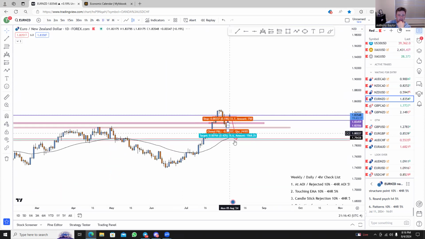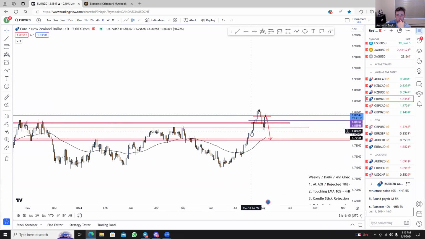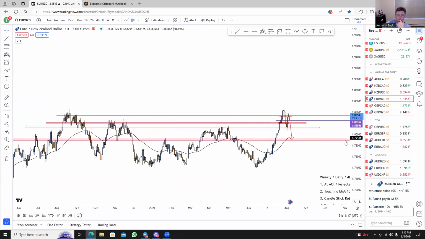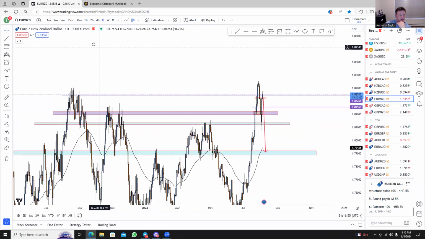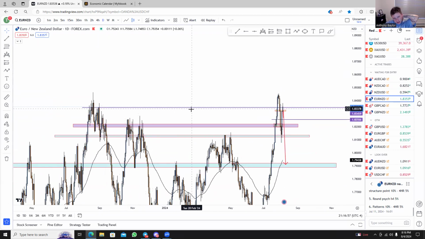Now, if you go back on the daily, it's the same thing. We got 1, 2, 3 in that daily zone. So yes, touching meaning you're in an area of interest. It's called an AOI, area of interest box.